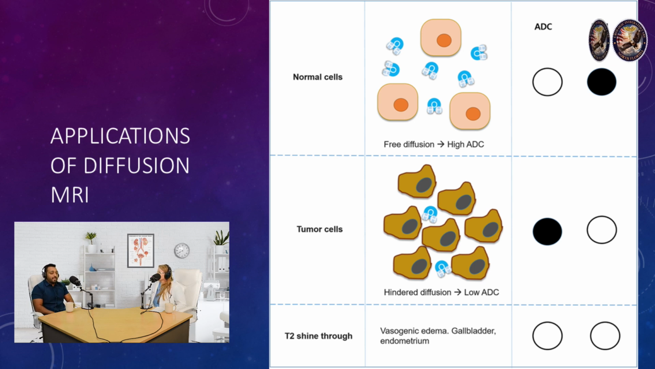The ADC is the rate of diffusion. If that rate of diffusion is really, really low because the water can't move, then you'll have a dark ADC image, and that's what you see on that second row.